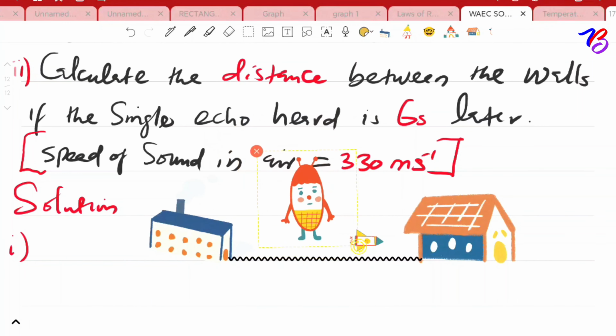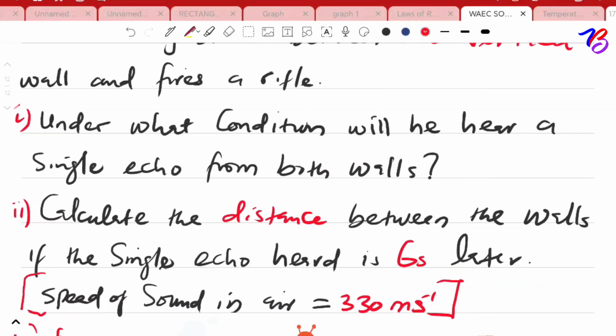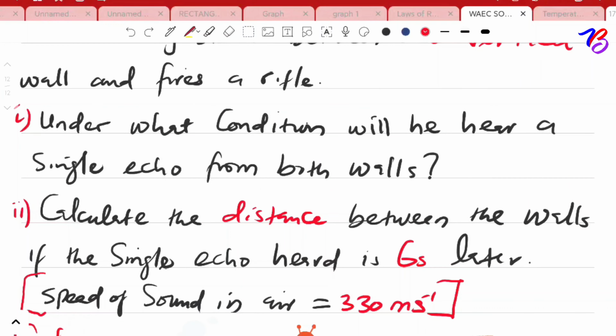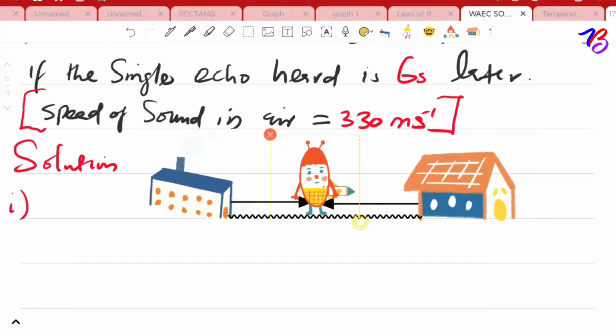Are you following? And remember, the question reads that the boy fires a rifle. So that's a rifle there that he fires, the one with an arrow. Under what condition will he hear a single echo from both walls? If you check this critically, you see that he has to be at the center of both walls. The position of the boy needs to be at the middle so that he can hear a single echo. But if he fails to be at the center, he is going to hear the echoes separately. So the boy needs to be at the center.